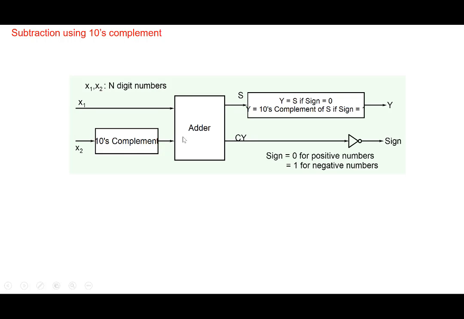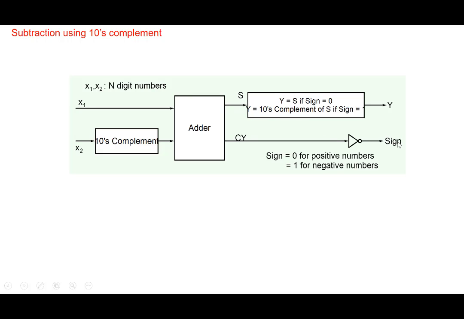And of course, when you add up two numbers, you get a sum and you get a carry. The carry is fed into a NOT gate, which means it inverts it, and the result is called the sign. When you're subtracting, you can get a positive number or a negative number. The sign is 0 for a positive number and 1 for a negative number. Now the final output y equals s if sign equals 0. So if it's a positive number, then y is simply equal to s, the sum that you get here.